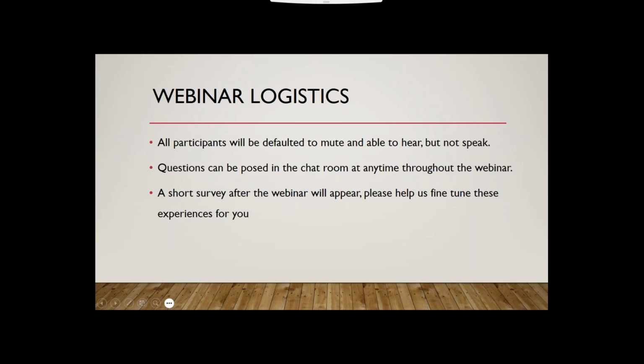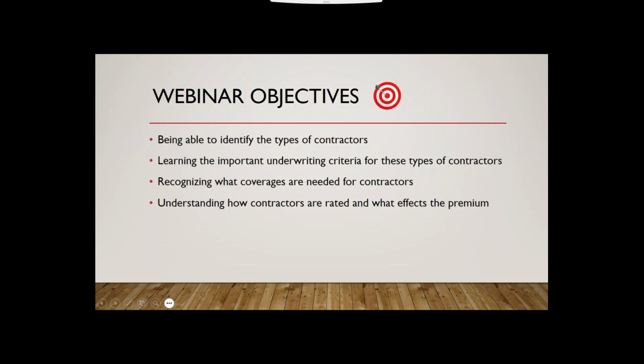So just a couple of objectives to give you an idea of what we'll be covering today. Our goal is to help you identify and understand the various types of contractors that are available to write. It's also important to know the proper underwriting criteria for all the different contractors and to recognize which coverages are appropriate for each risk and how to rate them effectively.